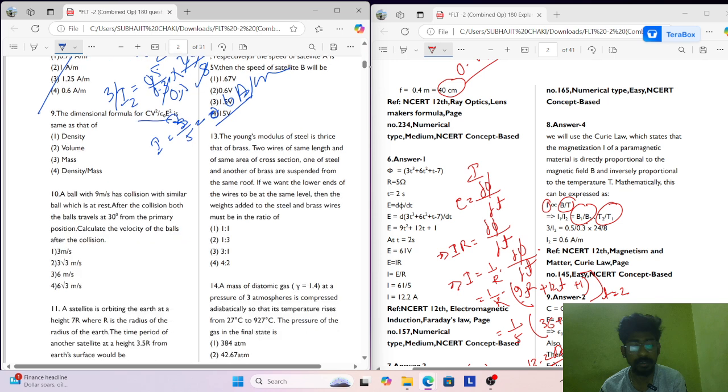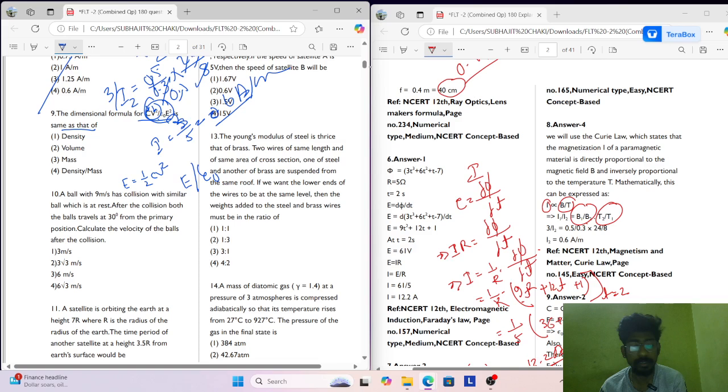Dimensional formula of CV square, this is the same as that of... okay, nice. By dimensional analysis you can calculate this. C is the capacitance, V is voltage, and you know the energy stored in a capacitor is half CV square. So that means CV square is nothing but energy.